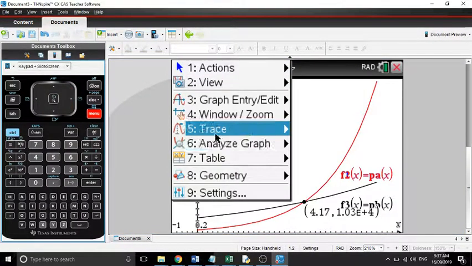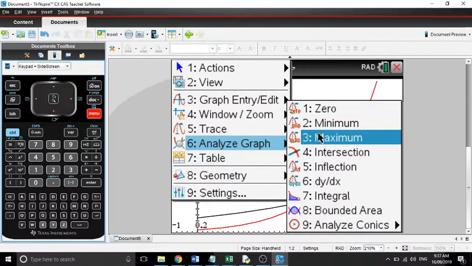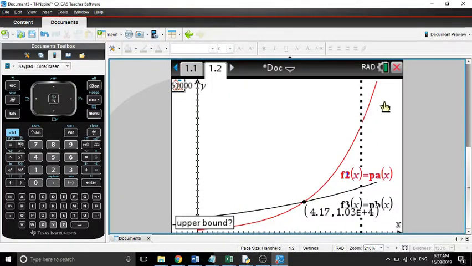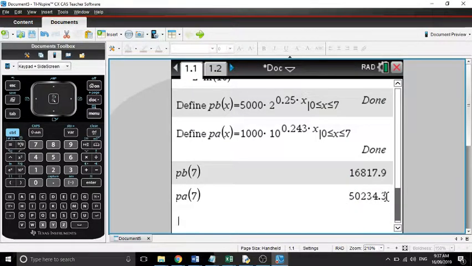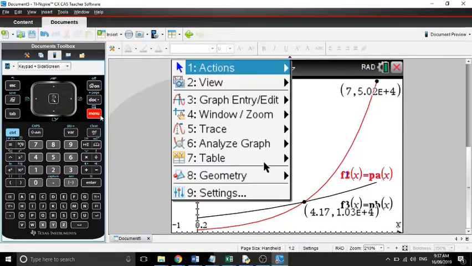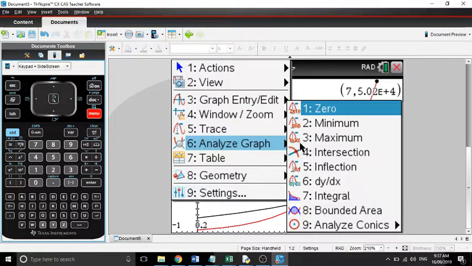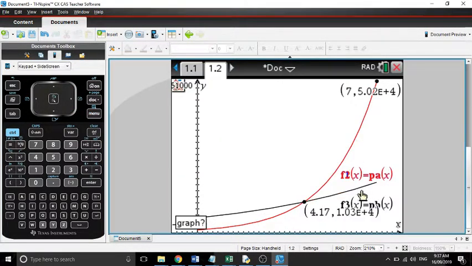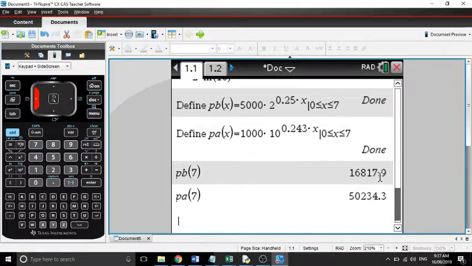So menu, analyze graph, maximum for that graph left. We are at 7 and 50,000, but we got that before. 50,234. Go back to the other one. Menu, analyze graph, maximum. Here we are at 7 and 16,000 or thereabouts. 16,817. So that's what we'll be putting in there.